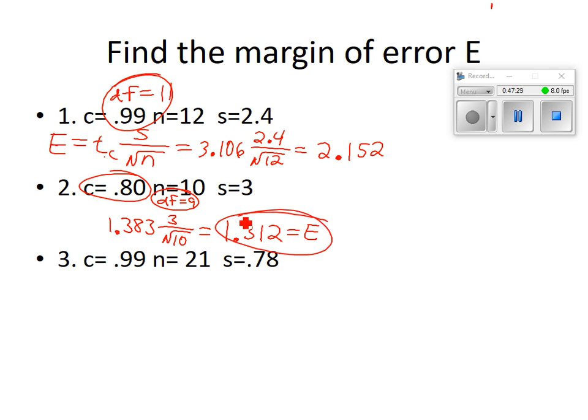Same idea on this one, DF. It's 20. 2.845. That's our t_c, our critical value. Yes. Go to 20 and then over to 99 and it's 2.845. Oh, I was looking at 90, that's what I looked at. And then 0.78 on top divided by the square root of 21.